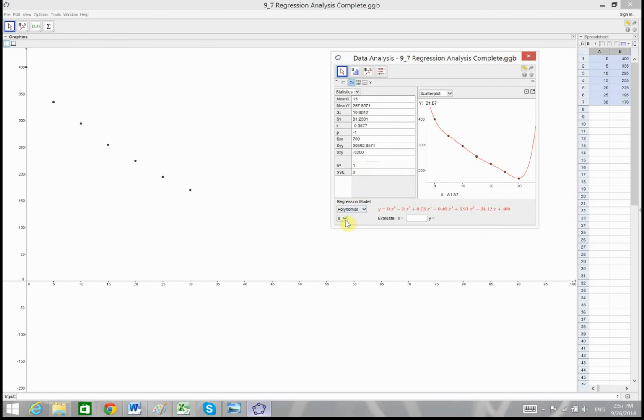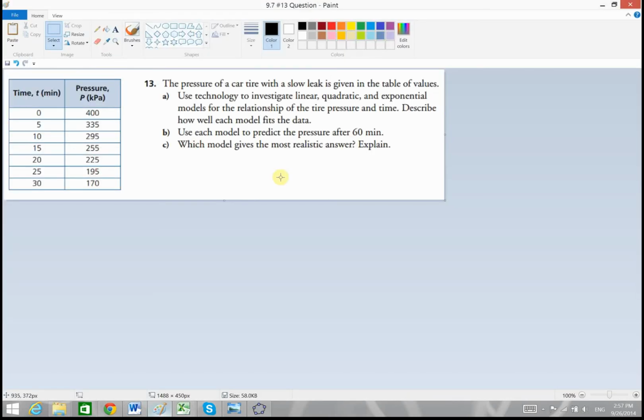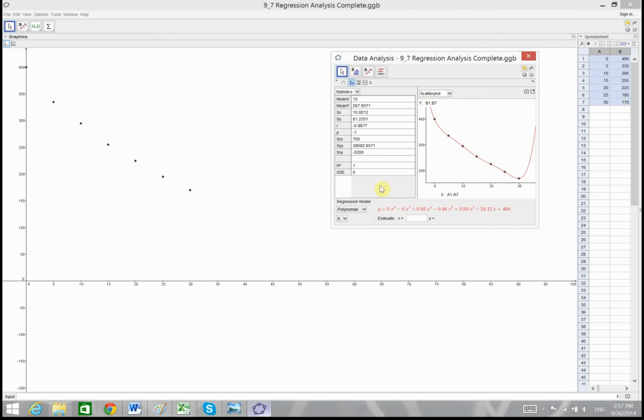Anyway, it didn't ask us to look at power of 6. Let's go back to the question. It's always a good idea to reread the question. Linear, quadratic, and exponential. So on the course website, you'll find this graph. I want you to look through the different values and figure out which model gives you the best fit.